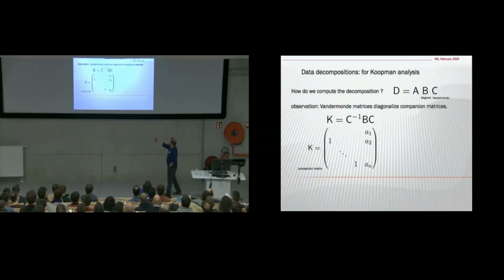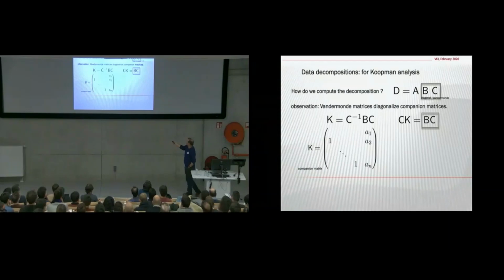B times C, diagonal times Vandermonde, can now be written as K times C, right? I just bring C over to the other side, and then I replace the BC here by the CK. So now my decomposition looks like A times C times K. C is Vandermonde, K is companion. Doesn't look like we're going anywhere. We're just making things more and more complicated.